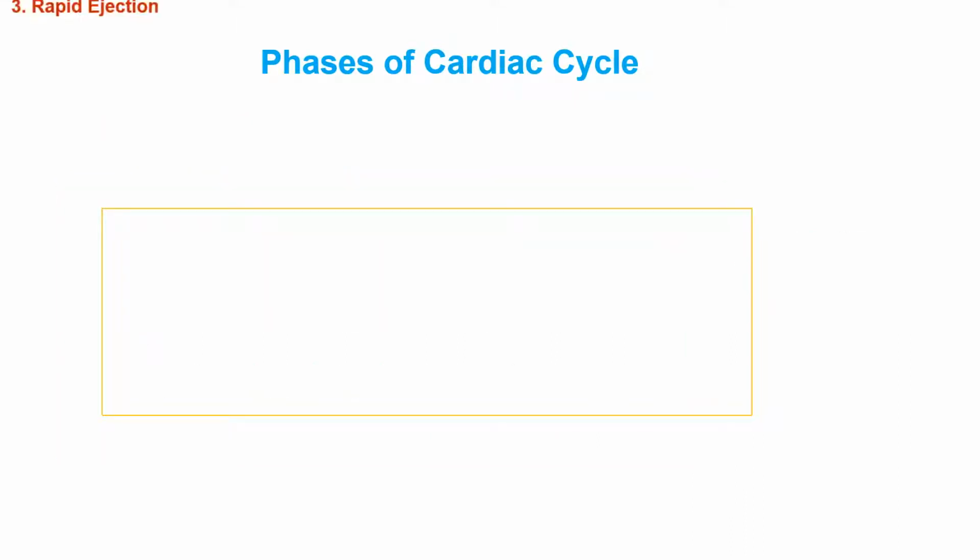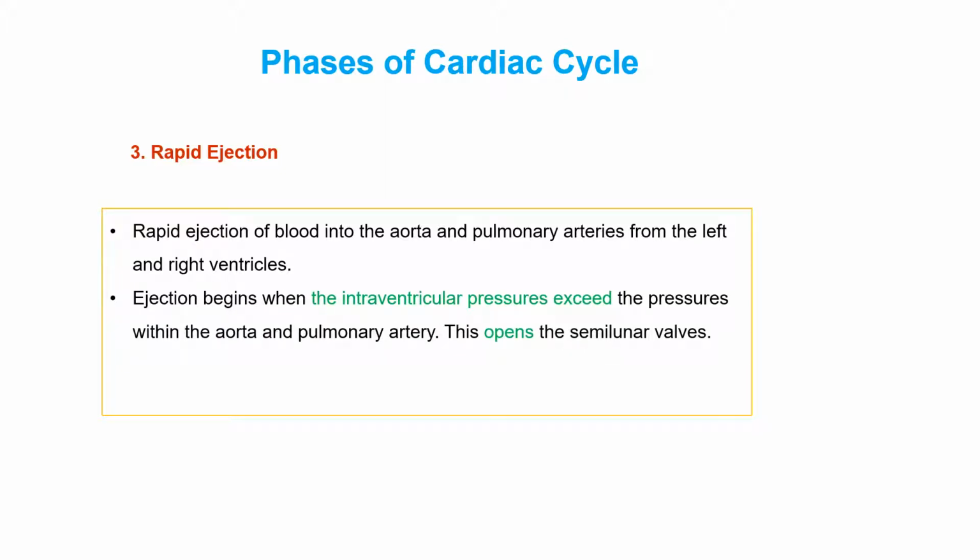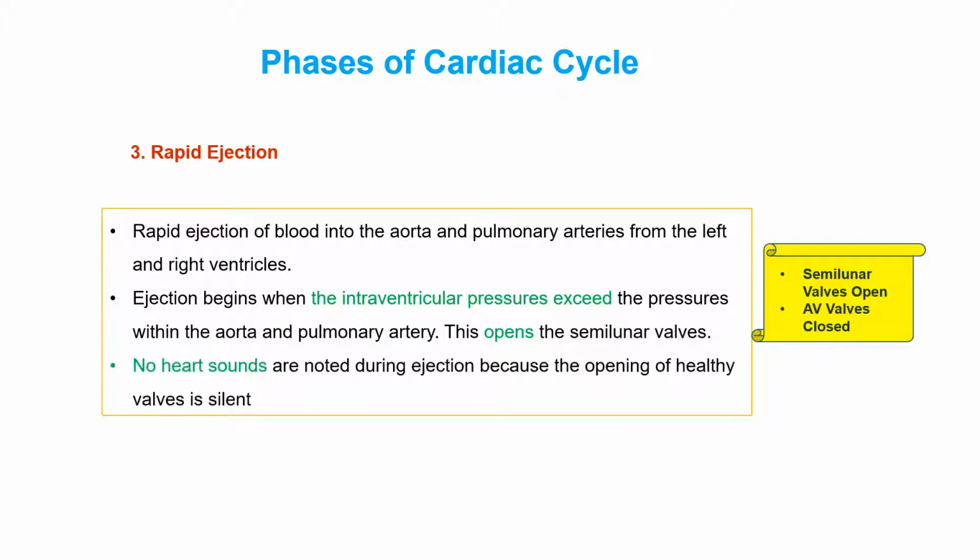Next one is rapid ejection. This is the rapid ejection of blood into the aorta and pulmonary artery from the left and the right ventricles. The ejection of blood occurs when the intraventricular pressure exceeds the pressure within the aorta and pulmonary artery. This causes the opening of the semilunar valves, that is the aortic and pulmonic valve. In this phase, the ventricular pressure exceeds the aortic and the pulmonary artery pressure. No heart sound is noted during this phase because the opening of the healthy valve is silent. If there is any sound, it indicates a valve problem.